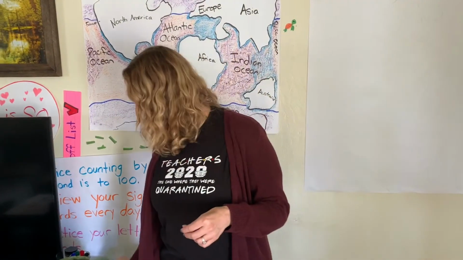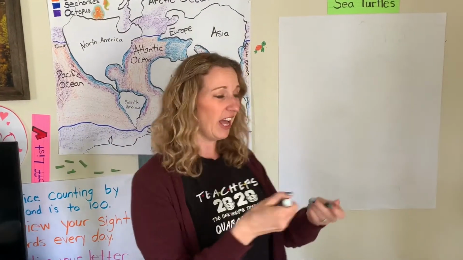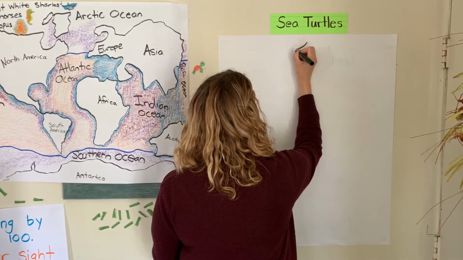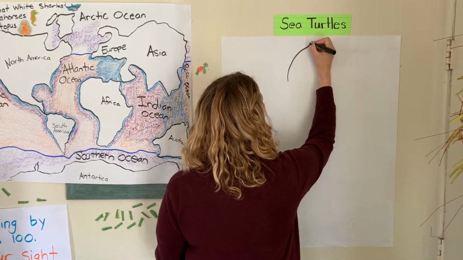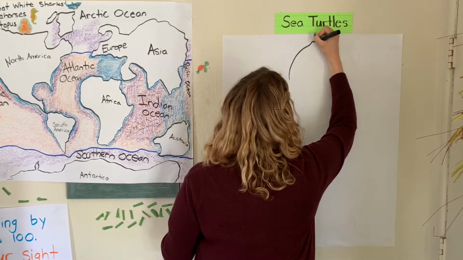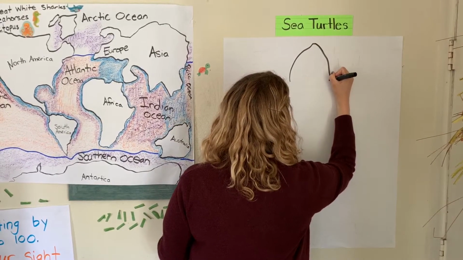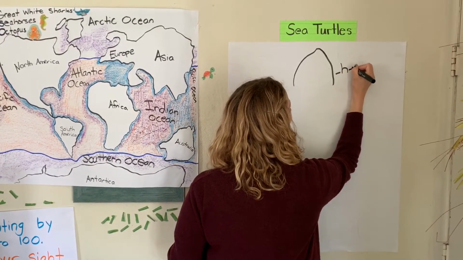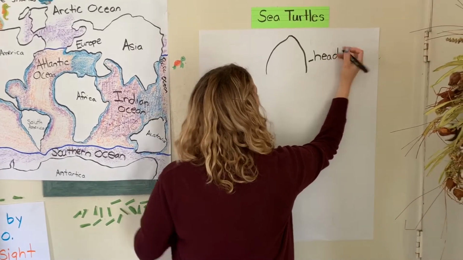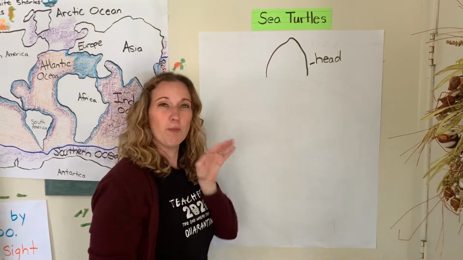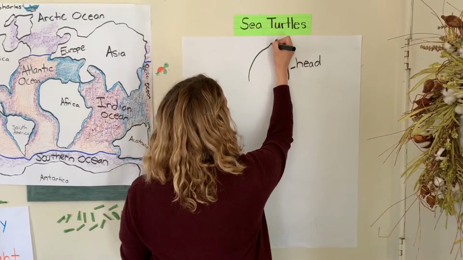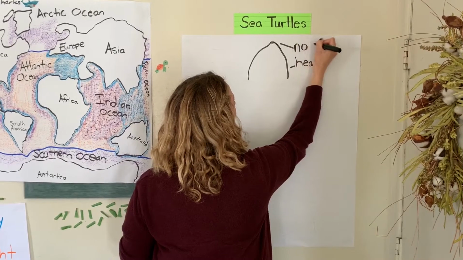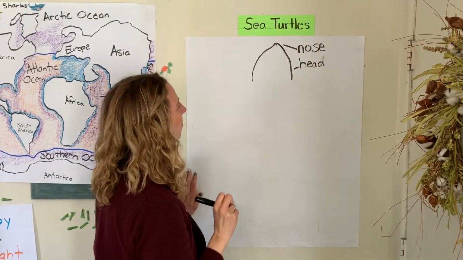So I'm going to start by drawing a picture of a sea turtle, okay? I'm going to start with the head of the sea turtle and come down. So I'm going to label the head. This is the shape of their head. It's a little bit narrow here, and that helps them to push through the water. Okay, and this is where their nose is. They do have a little nose with nostrils, which are the holes or the openings, okay?